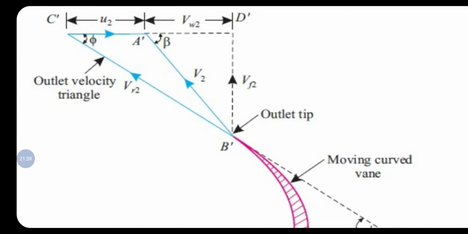Similarly, the component of VR2 along the x-axis is VR2 cos phi, from C dash to D dash. It is a combination of C dash A dash and A dash D dash. C dash A dash is the tangential velocity u2 and A dash D dash is VW2. So C dash D dash, that is VR2 cos phi, is u2 plus VW2.